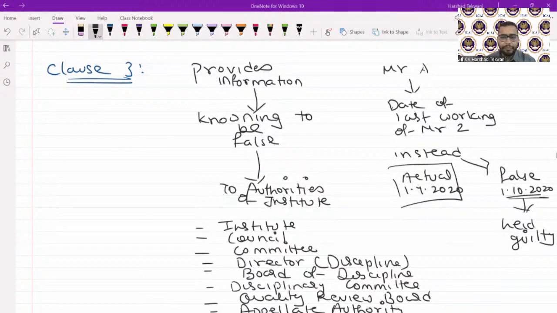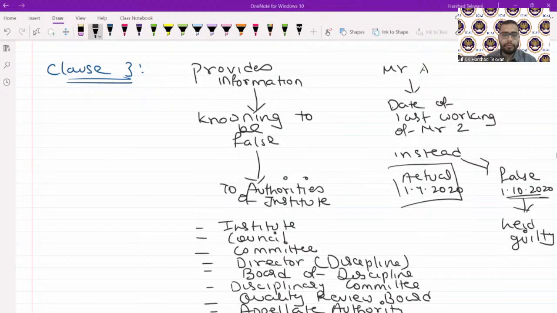Clear? Okay. Then any doubt? Jay, that is already covered, where a member in practice discloses the information of a client. That is already covered in our previous clause, if you see.